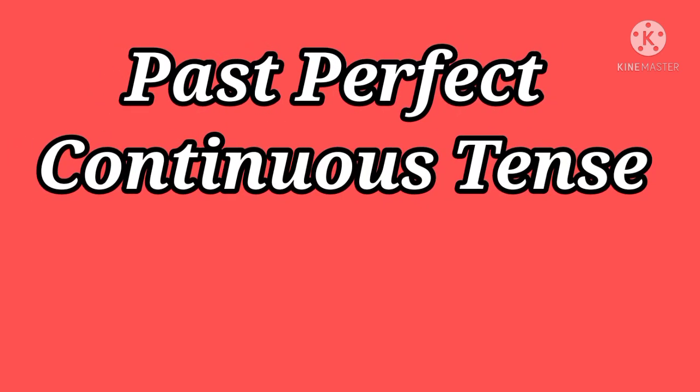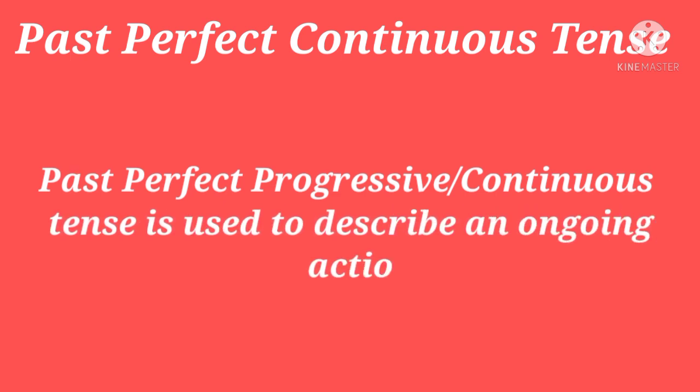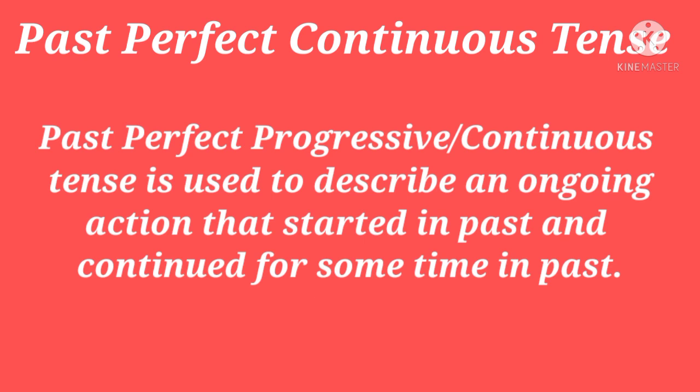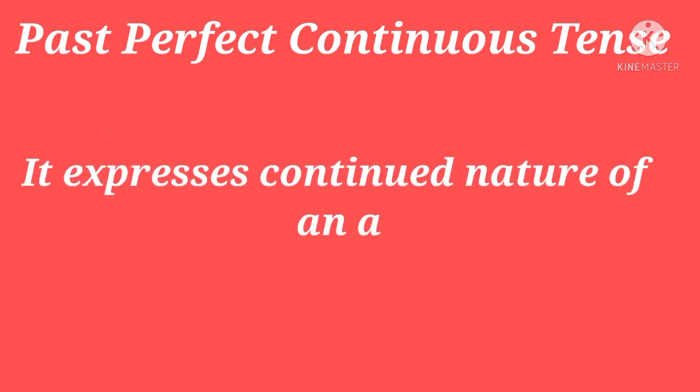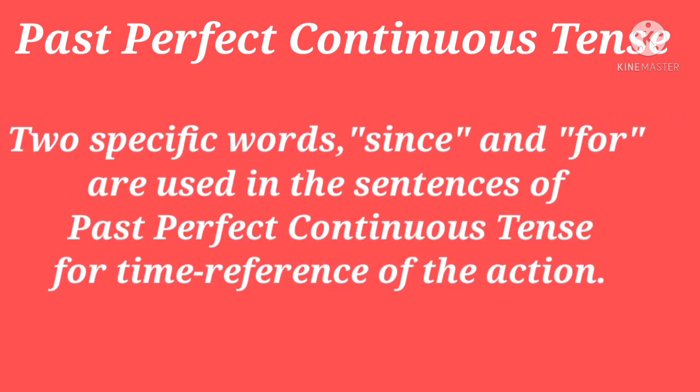My dear children, now we are going to learn about past perfect continuous tense. Past perfect progressive tense or past perfect continuous tense is used to describe an ongoing action that started in the past and continued for some time in the past. In other words, it expresses the continued nature of an action that started and stopped at some point in the past. Two specific words are generally used in the sentences of past perfect continuous tense, and they are since and for.